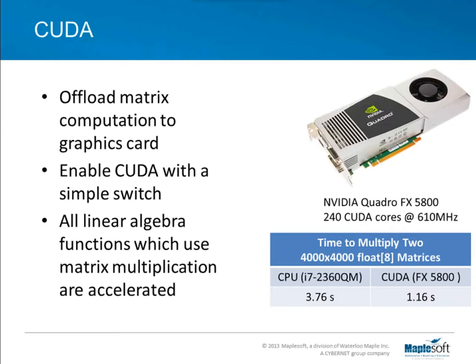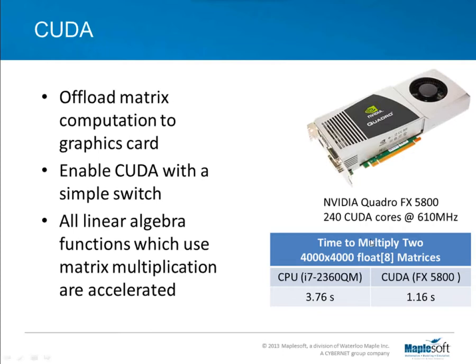This, for example, is the Quadro FX 5800. It has 240 cores. Each of them runs at a relatively low clock rate, but they're all optimized for parallelized matrix computation. In fact, they're all blazingly fast for matrix operations. CUDA is a technology which allows you to offload matrix operations from Maple onto the CUDA graphics card. It's activated with a simple software switch.